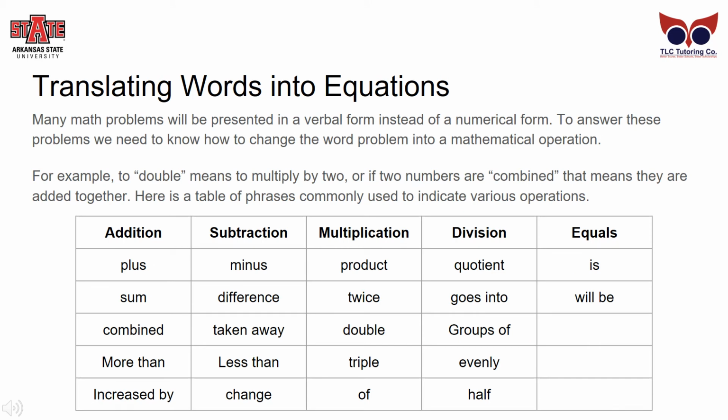Translating words into equations. Many math problems will be presented in a verbal form instead of a numerical form. To answer these problems, we need to know how to change the problem into mathematical operations. For example, to double means to multiply by 2, or if numbers are combined, that means that they are added together. Here is a table of phrases commonly used to indicate various operations. Please note that this table does not include every word that can be used to indicate an operation, but merely offers common examples.